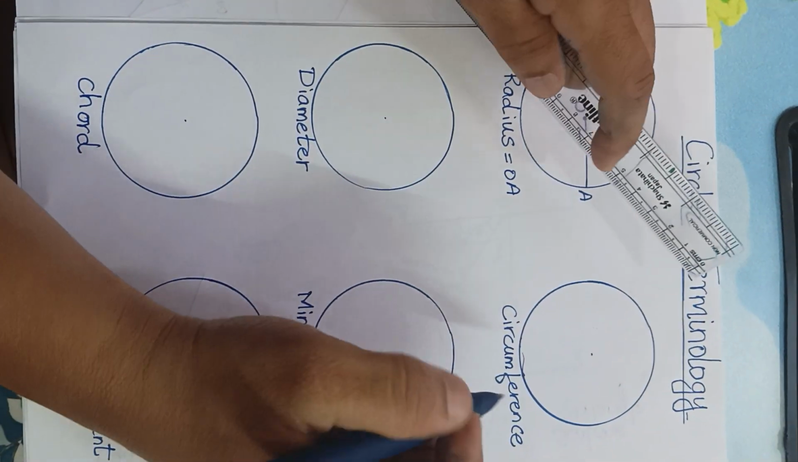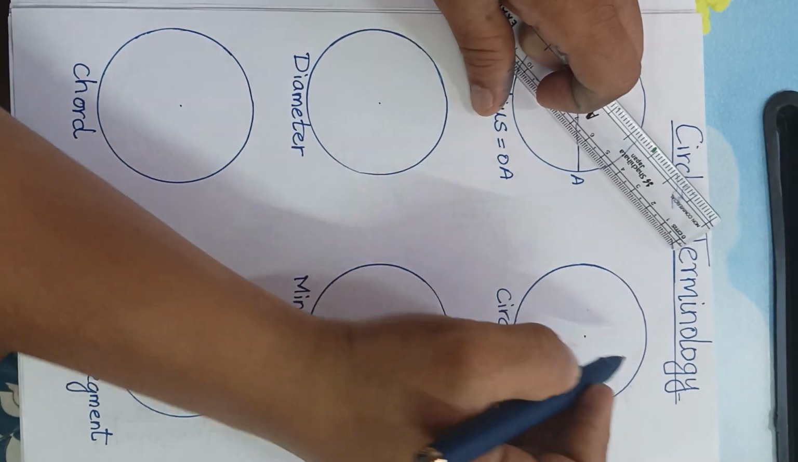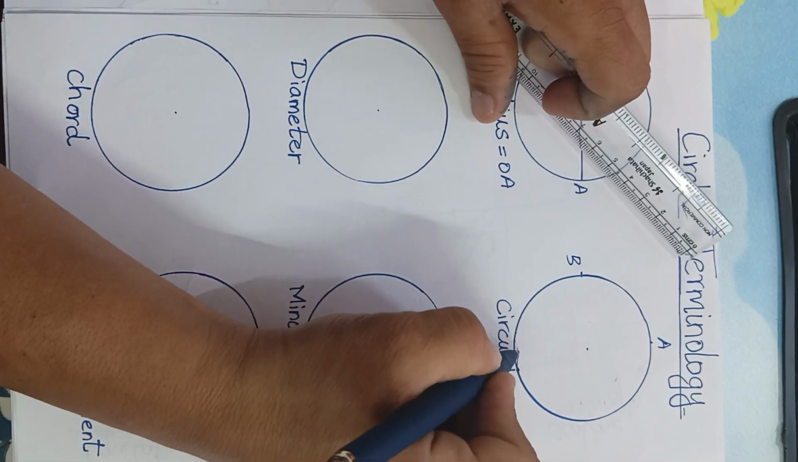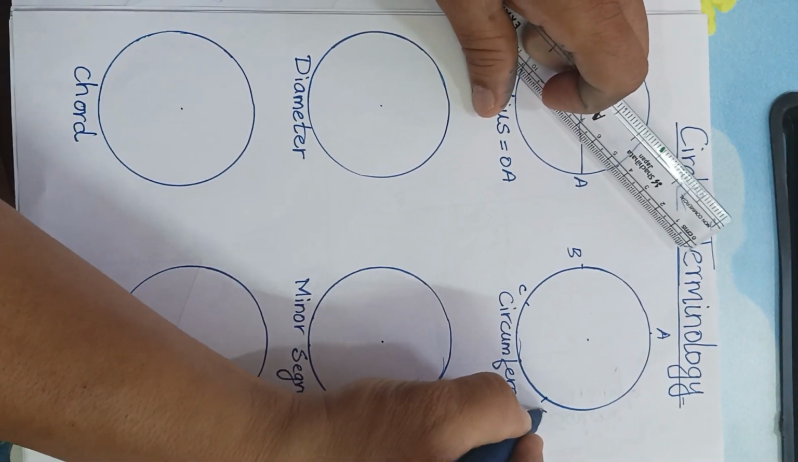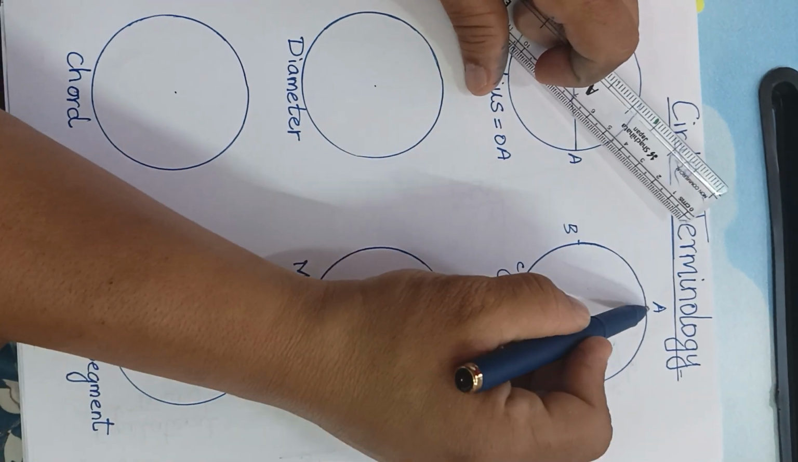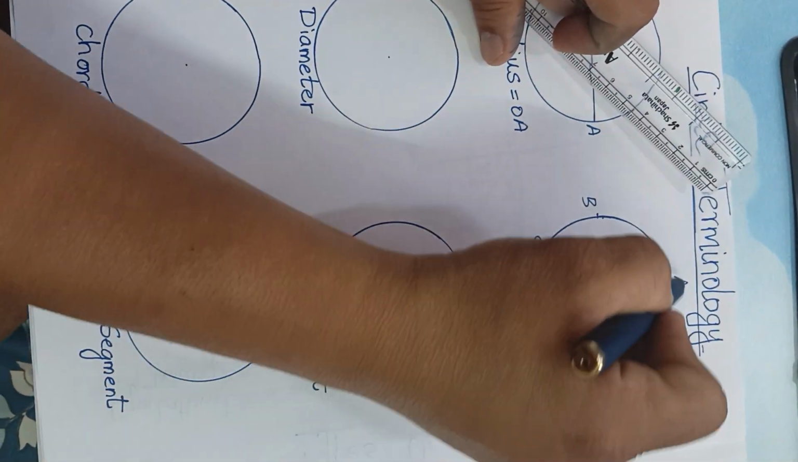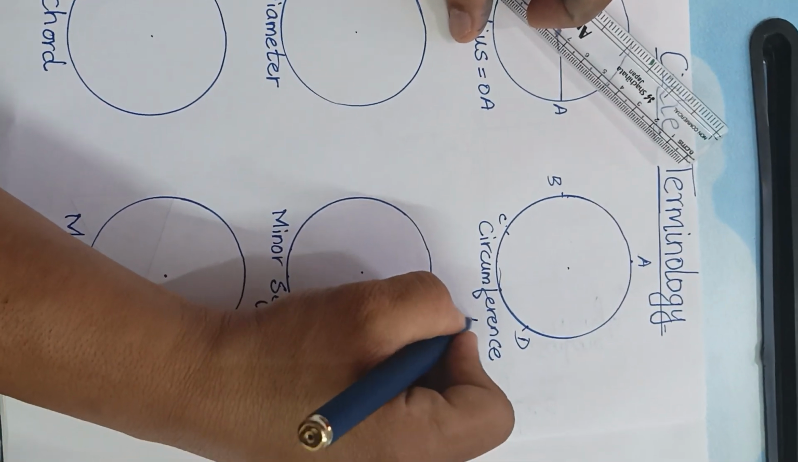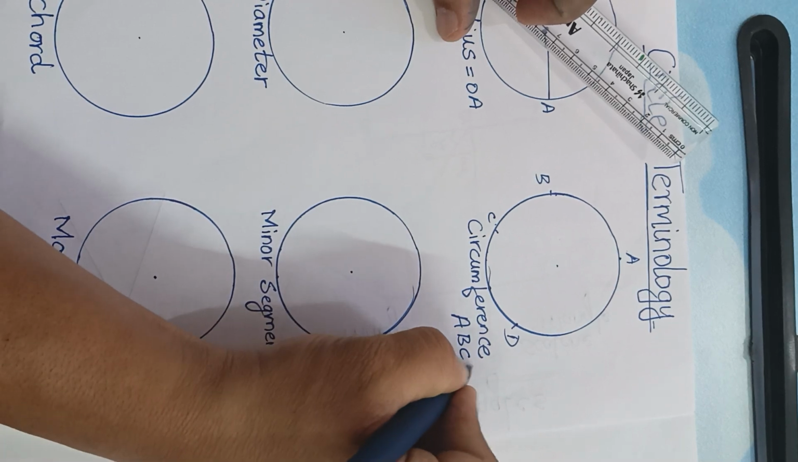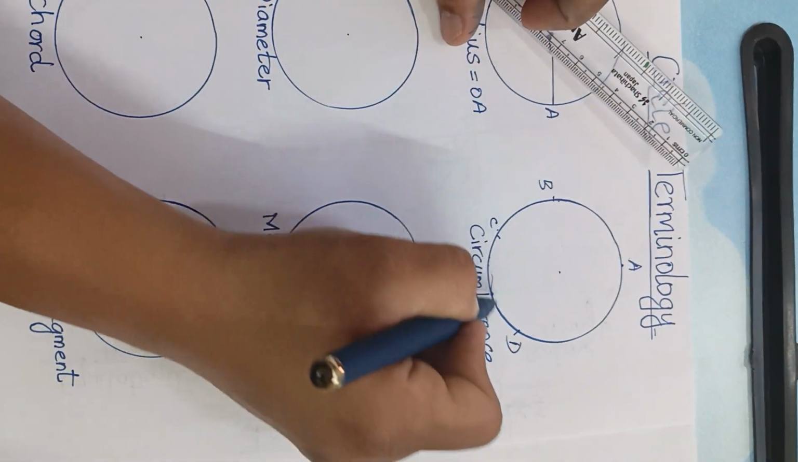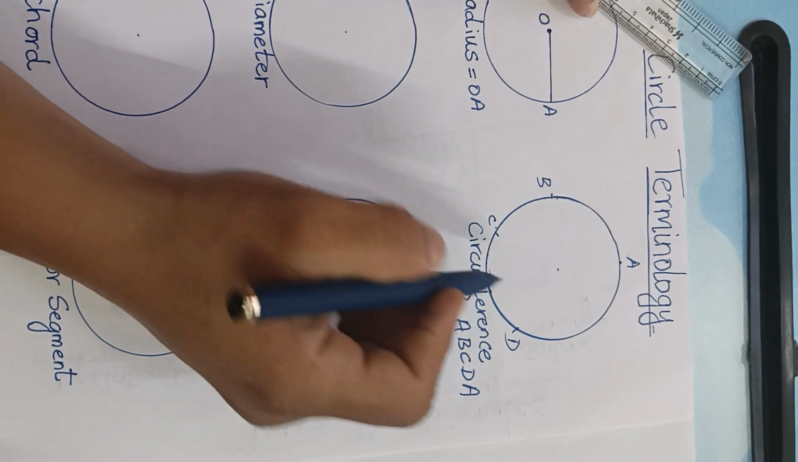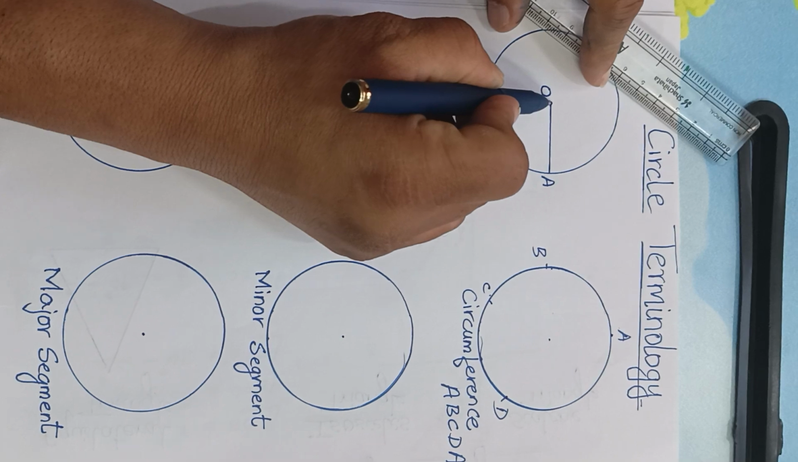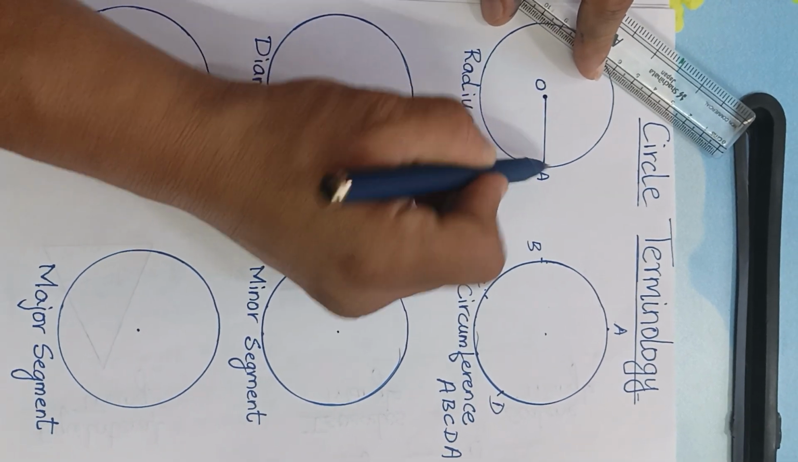Let's understand one more terminology, circumference. So what is a circumference? I'll name this point as A. Here it's B, C and D. So the entire length A, B, C, D and back to A is called the circumference. The entire perimeter of a circle is called the circumference. So when we saw the radius, it is the line coming from the center and touching the circumference.